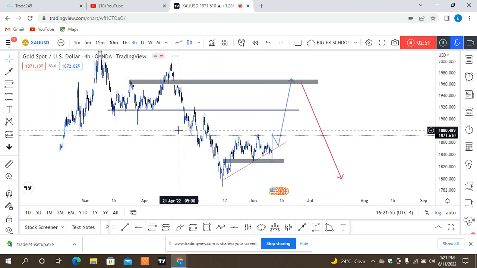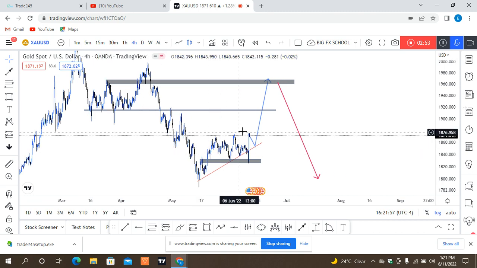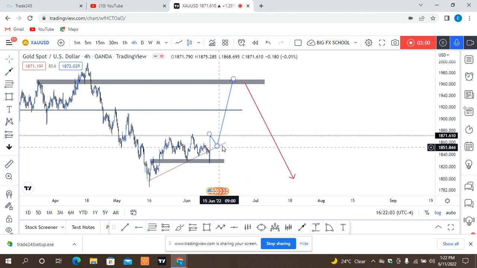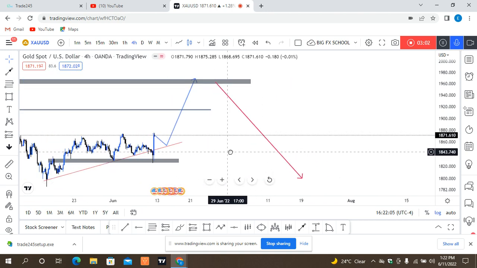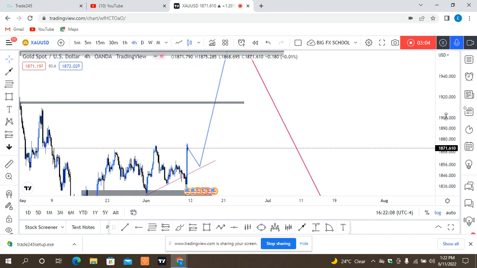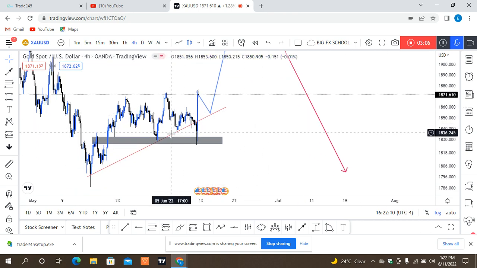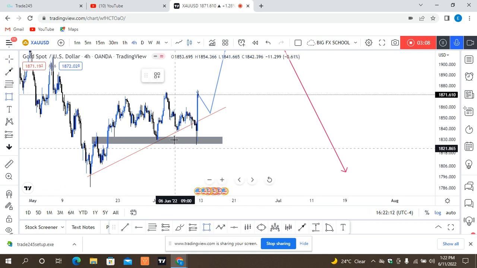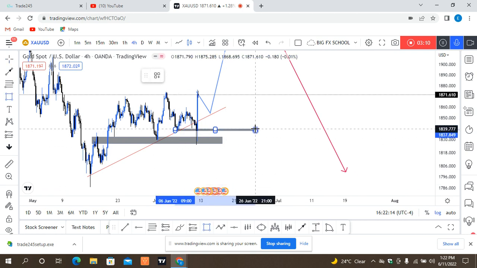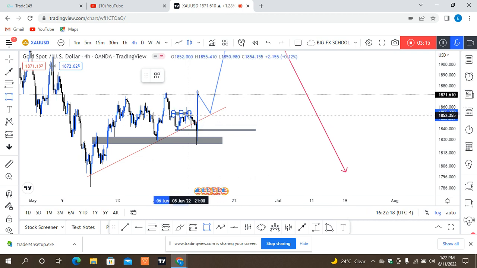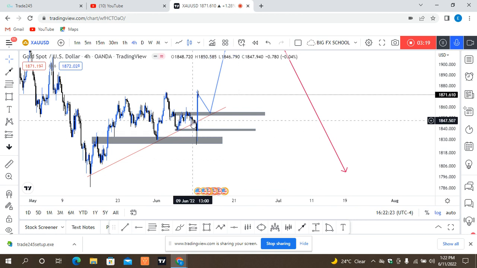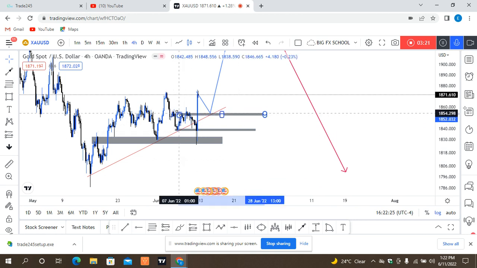So let us wait for this correction, then we'll take our setup to the upside. Where the correction will be ending, it may be here at the Quasimodo setup, or it may be here at the break and retest, where we can see the failed invalidation that failed to hold the price to the downside.